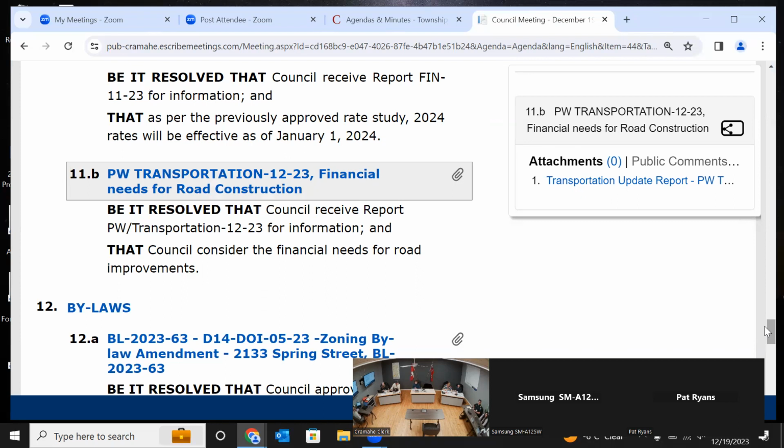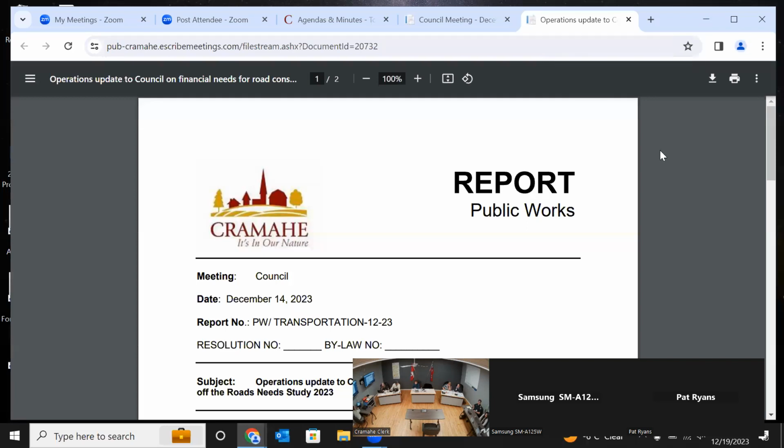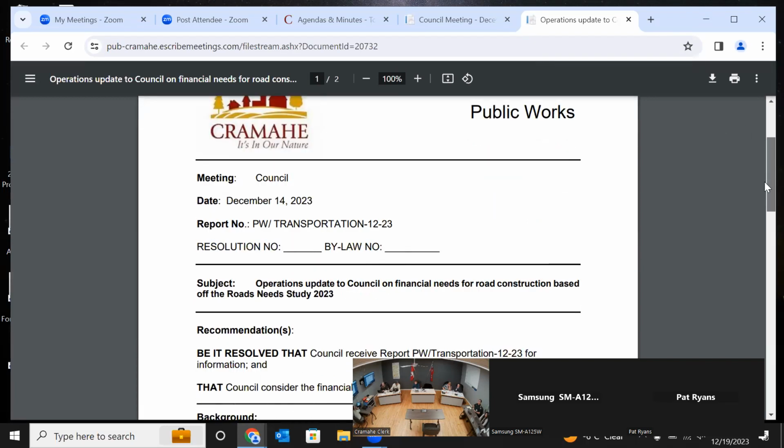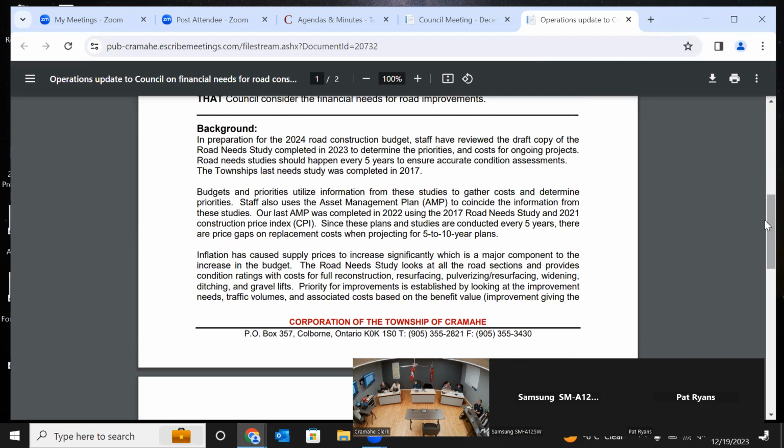So these are the results from our roads needs study done by Tatum Engineering. In preparation for the 2024 road construction budget, staff have reviewed the draft copy of the roads needs study completed in 2023 to determine the priorities and costs for the ongoing projects. Road needs studies should happen every 5 years to ensure accurate condition assessments. The township's last needs study was completed in 2017.